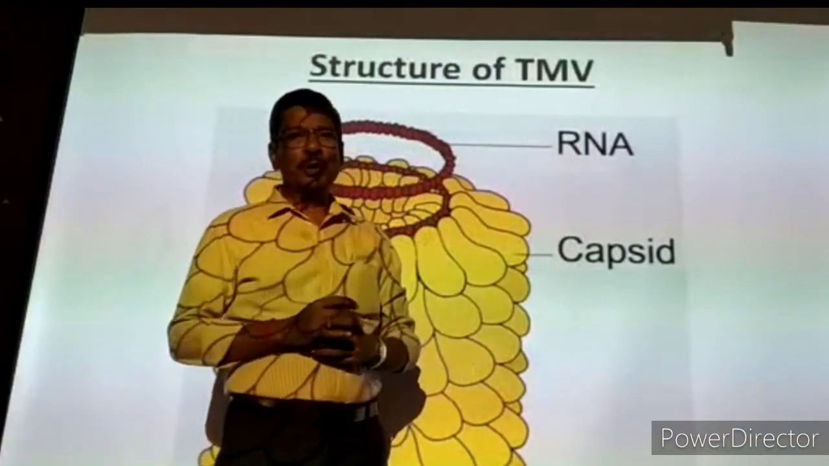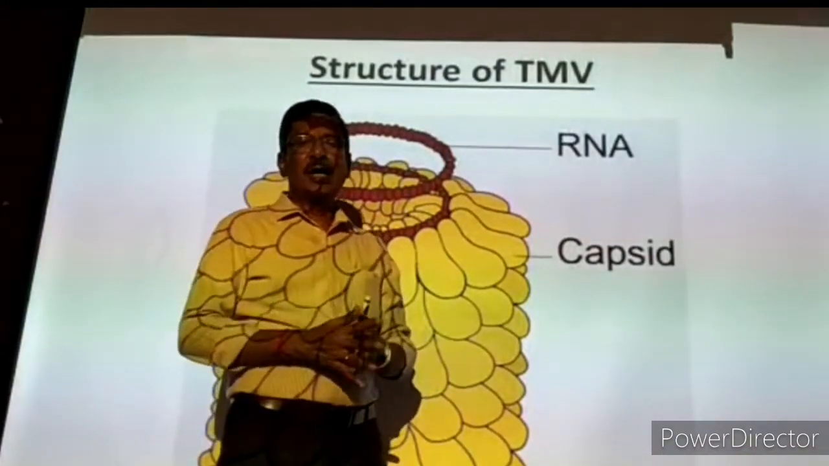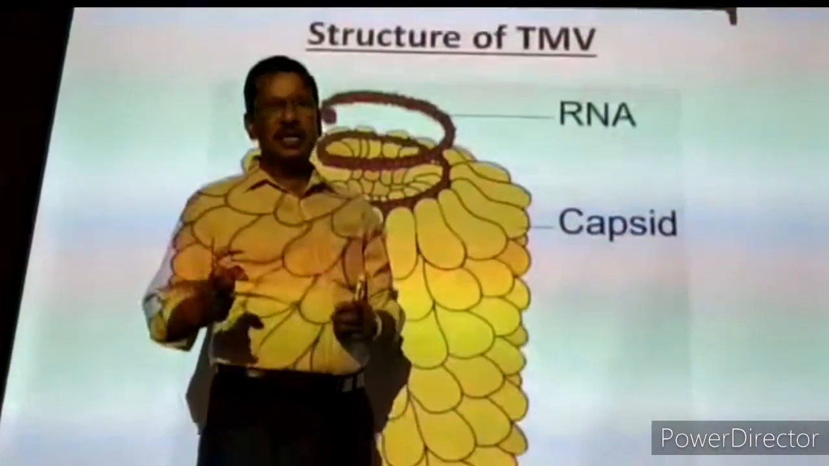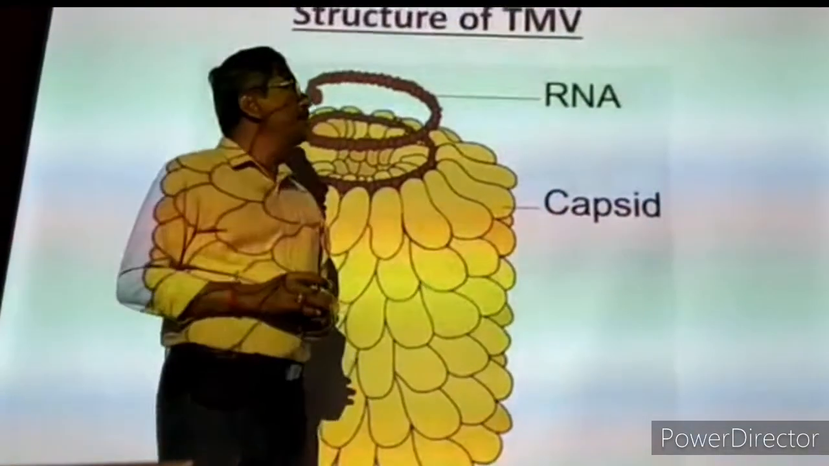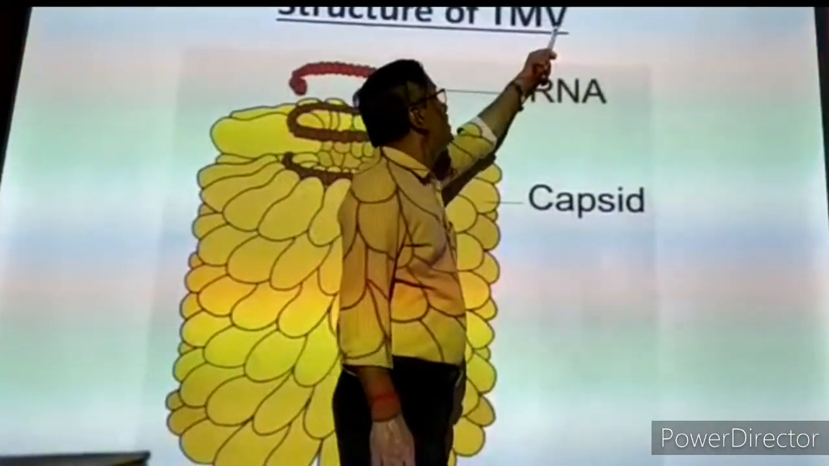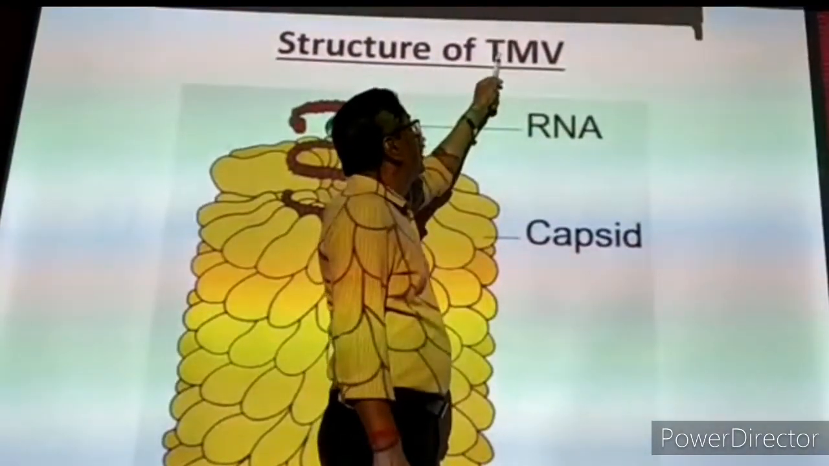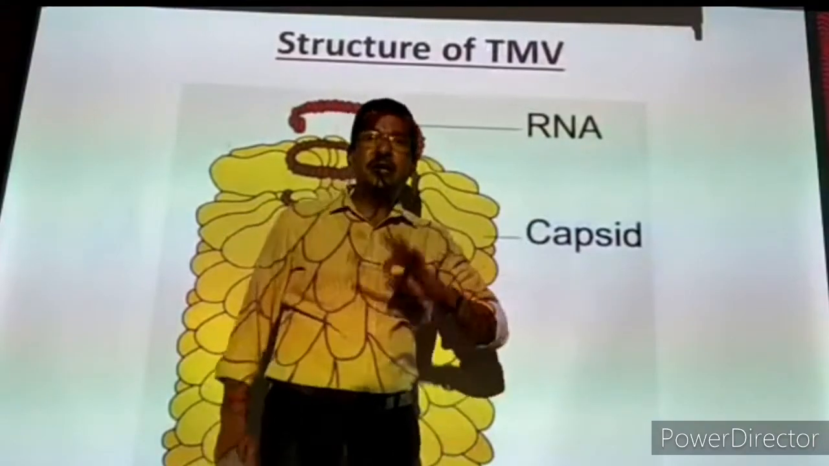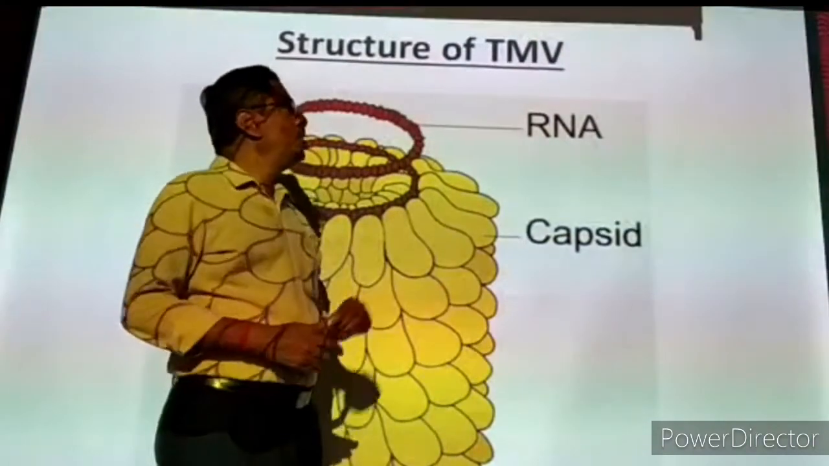This virus is attacking only the tobacco plant. You know very well what a tobacco plant is. The leaves are very broad, and from the leaf they manufacture cigarettes. That is the tobacco plant. So the viruses attack the tobacco plant, causing a disease called the mosaic disease in the leaf. What is that mosaic disease?